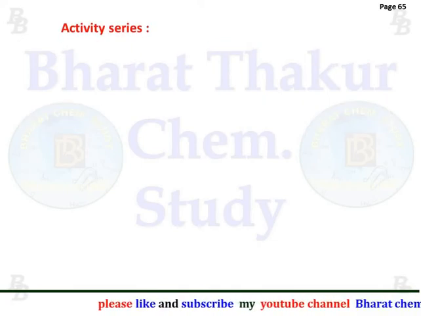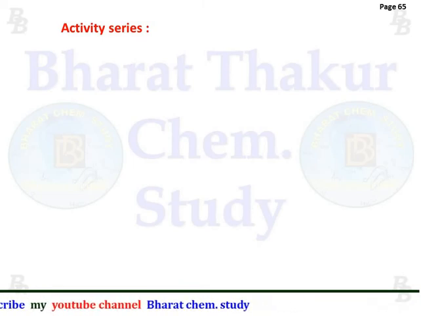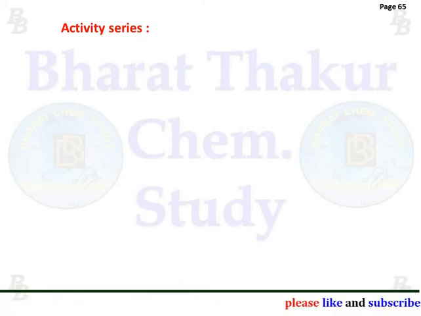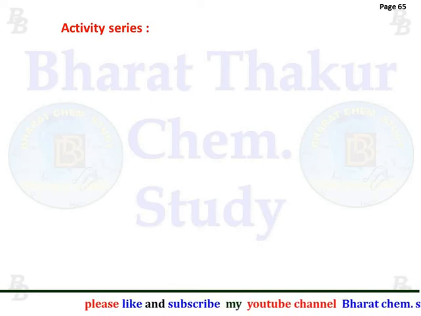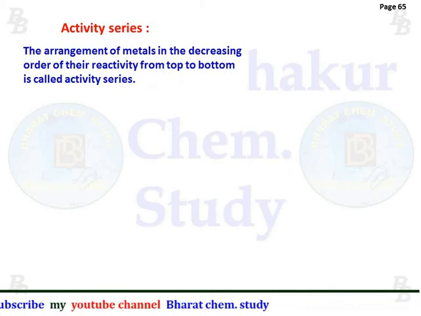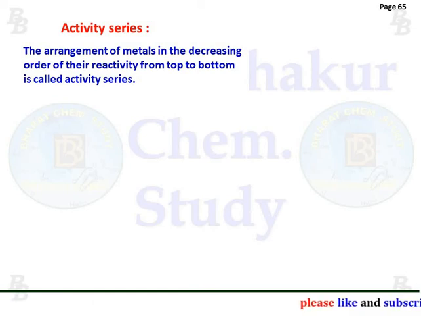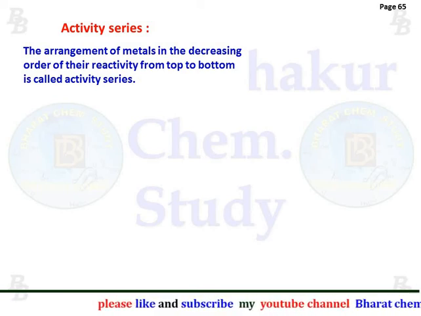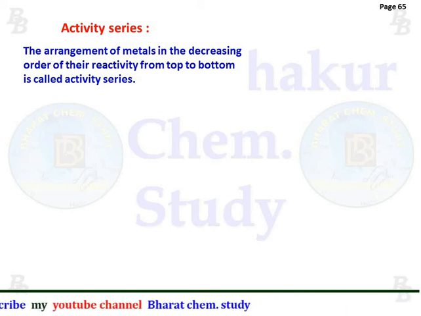Now we are going to study the activity series. The activity series is very important in chemistry, beta. By learning this activity series, you are able to understand which metals are more reactive and which are less reactive than hydrogen. The activity series is the arrangement of metals in decreasing order of their reactivity from top to bottom. That is, the metals which are more reactive are at the top, and the metals which are less reactive are at the bottom of this series.